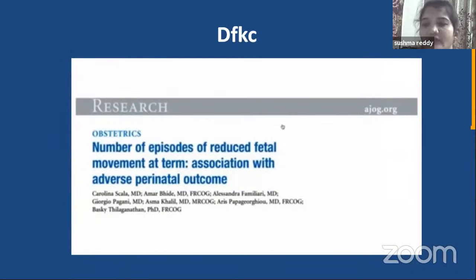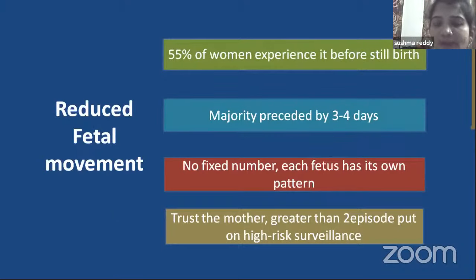Daily fetal kick count. We have all been traditionally following daily fetal kick count, but this paper, which has come recently, has shown the importance of it and has reinforced our belief in daily fetal kick count. This paper shows that reduced fetal movements are experienced by 55% of women before stillbirth, and it is preceded by 3 to 4 days before stillbirth. So, at least in half of the women going to have stillbirth, they can detect it 3 to 4 days ahead.